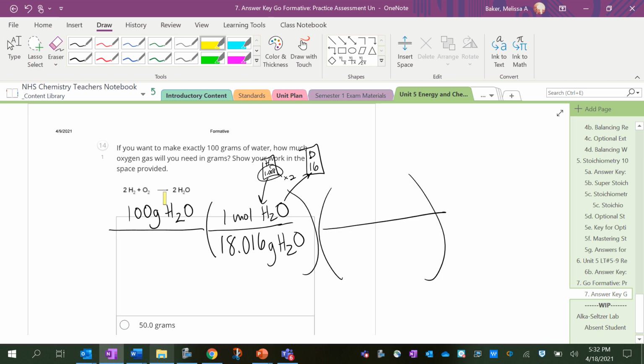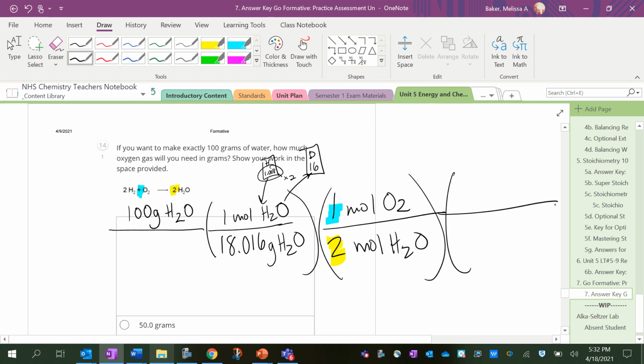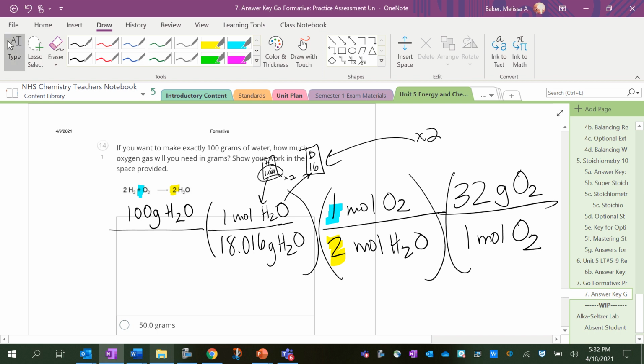Next, I need the numbers that are out front. What's in front of the H2O? What's in front of the O2? Turns out it's a 2 to 1 ratio, meaning for every 2 moles of H2O, you only need 1 mole of O2. Now I need to get moles of O2 into grams. So same thing, O2 would be 2 times the molar mass of 16. 2 times 16 is 32.